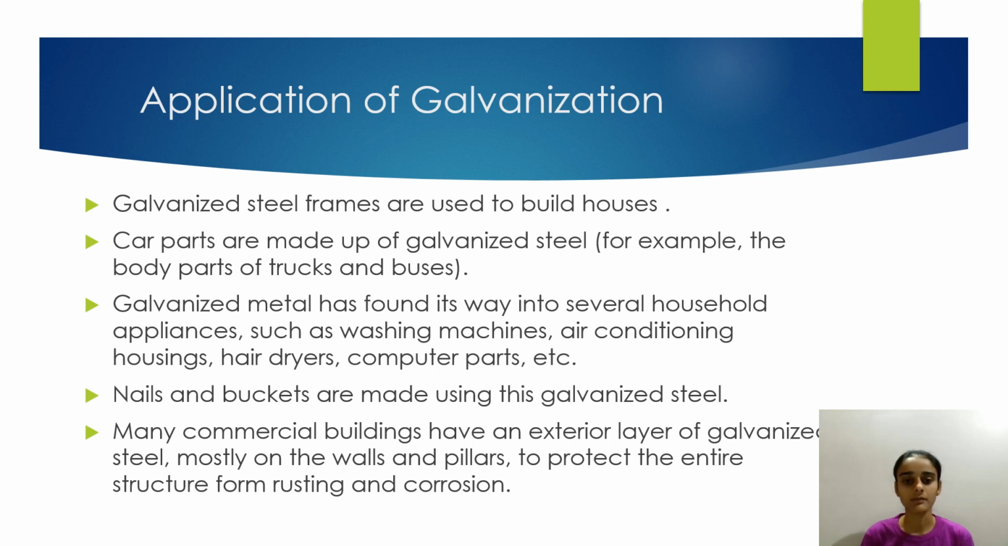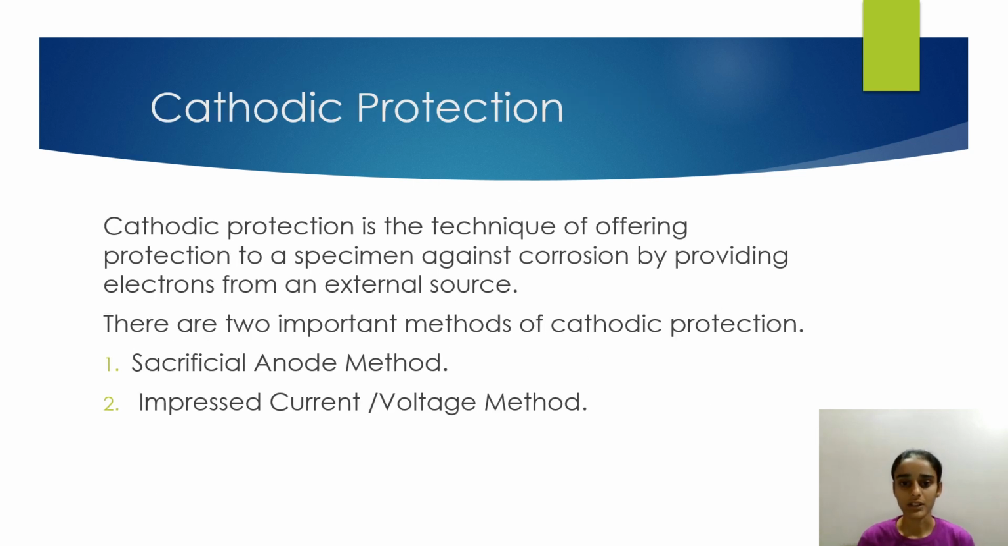Cathodic protection. Cathodic protection is a technique of offering protection to the specimen against corrosion by providing electrons from an external source. There are two important methods of cathodic protection: sacrificial anode method, and impressed current method or voltage method.